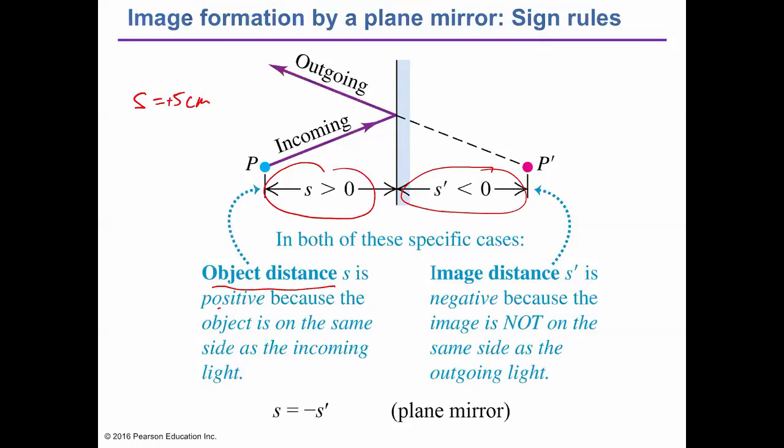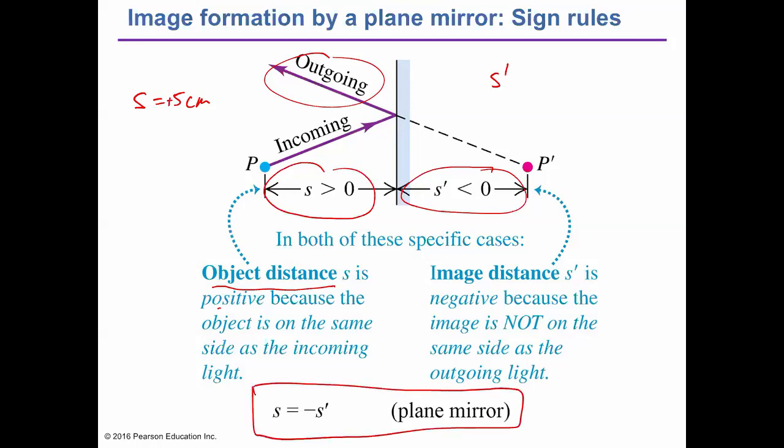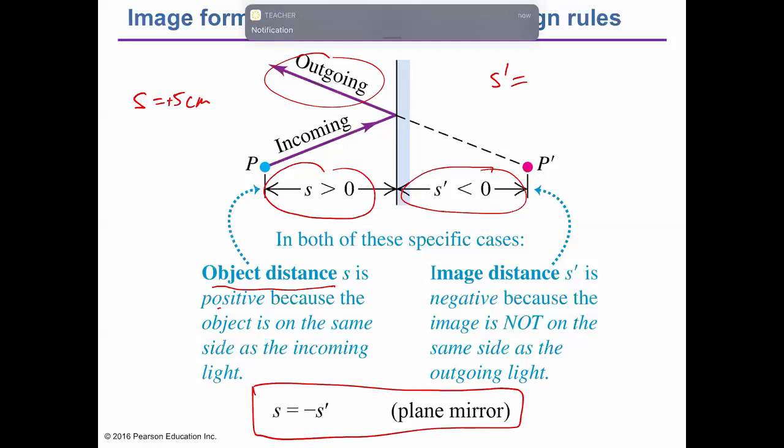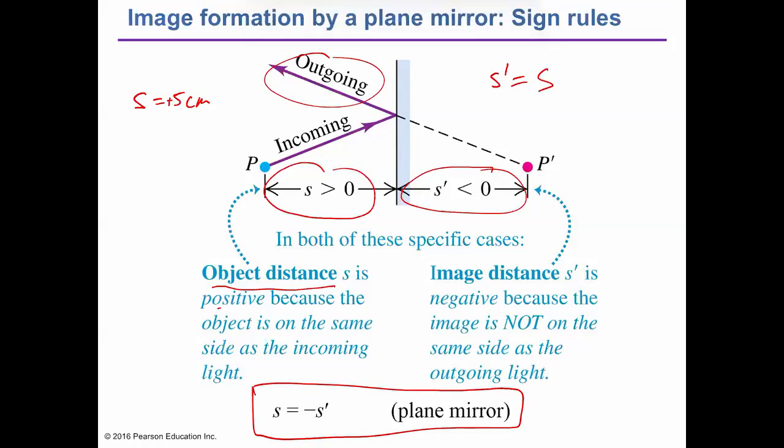Now, image distance S prime is going to be negative because the image is not on the same side as the outgoing light. Again, the outgoing light is in front of the mirror, and the image is formed on the opposite side. So S prime is negative. For the plane mirror, S prime is exactly S in terms of its magnitude, but S prime is negative, because the distance to the image is negative when the image is not on the same side as the outgoing light. You can think of the front of the mirror as the positive side, and the back of the mirror as the negative side. If the image is in the back of the mirror, its distance is negative. So that's why we can say S equals S prime in their magnitudes, if you put absolute values.